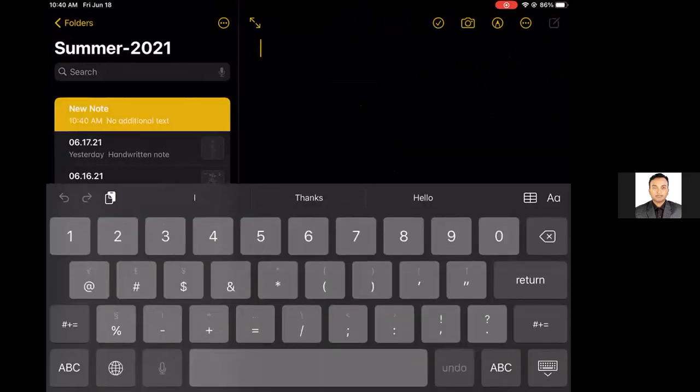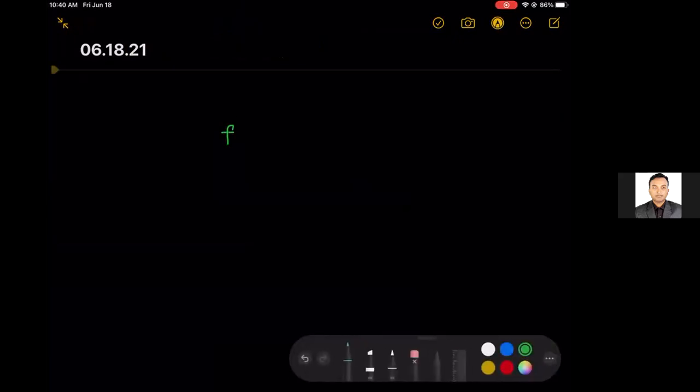All right, so it's 0, 6, 18, 21. Let's start with an easier function. Let's say we have f of x. Oops, why do I start with the green all the time? Okay.